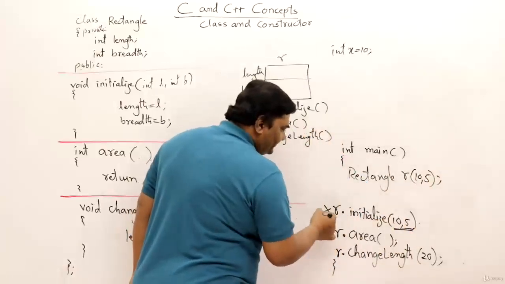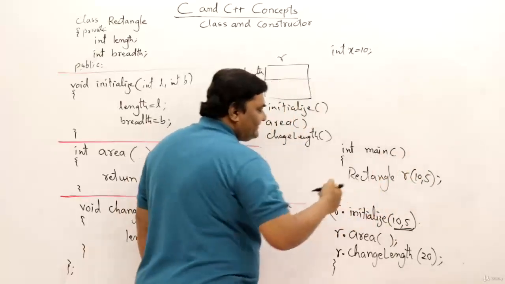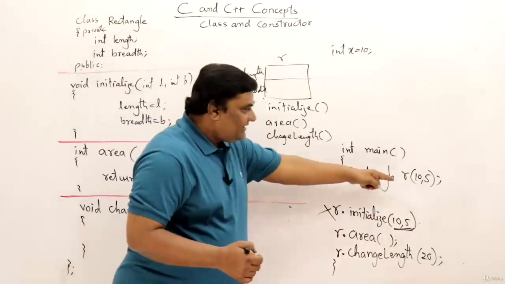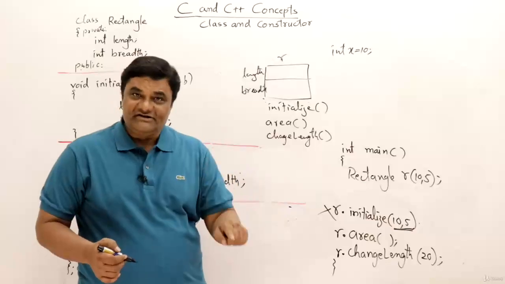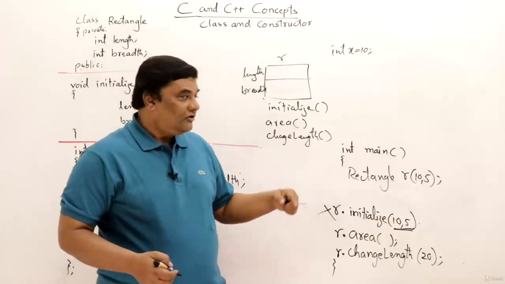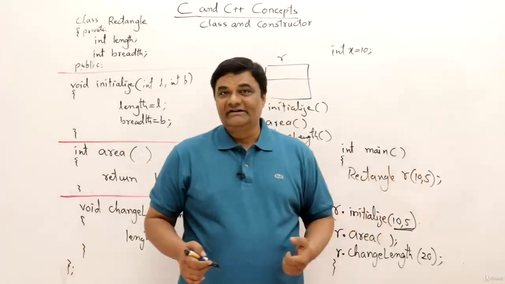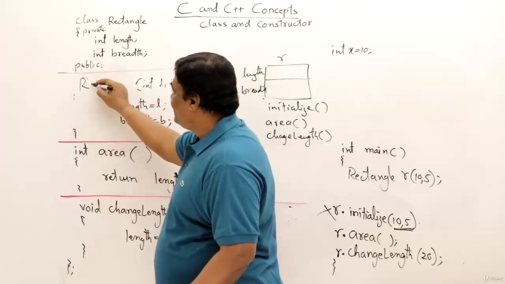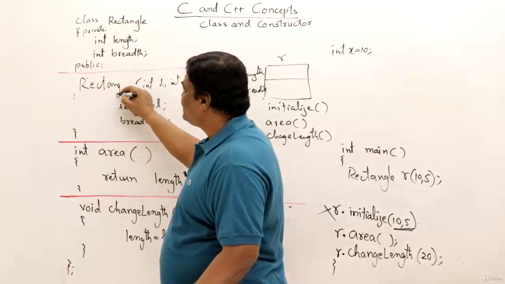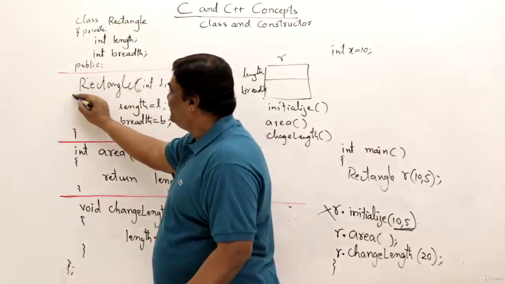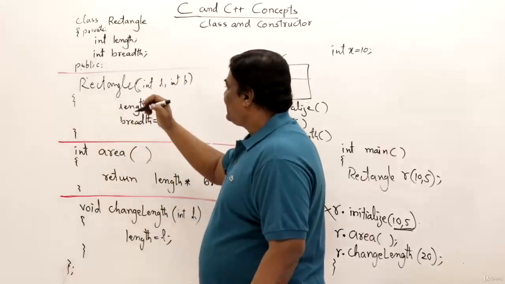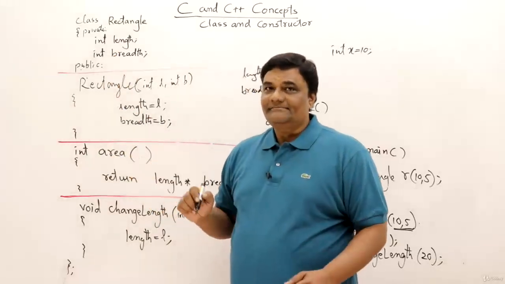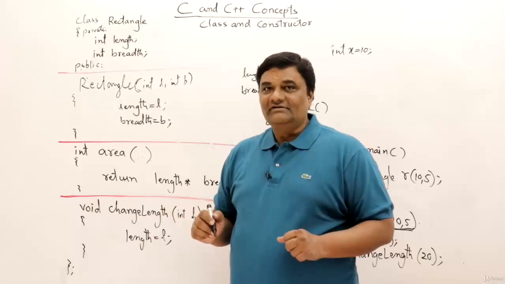We don't want this function. We want direct initialization at the time of declaration only. How is it possible? For that, I should have a function for initialization. But we want it to be called automatically at the time of creation of an object. So yes, the same initialize function, I will change the name. I will call it rectangle. What is this? This is the same as the class name and no need of void or anything. Just write the class name. This is having the same name as the class name, so this becomes a constructor. Yes, this is a constructor.